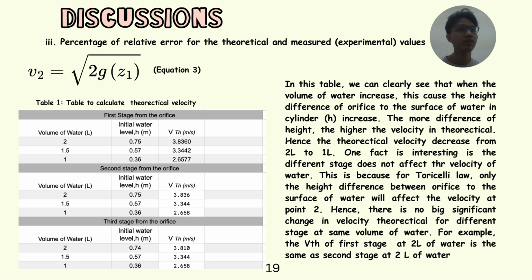One interesting fact is that the different stage does not affect the velocity of water. This is because for Torricelli's law, only the height difference between the orifice and the surface of water affects the velocity at point 2. Hence, there is no significant change in theoretical velocity for a different stage at the same volume of water. For example, the V of the first stage at 2 liter of water is the same as the second stage at 2 liter of water.